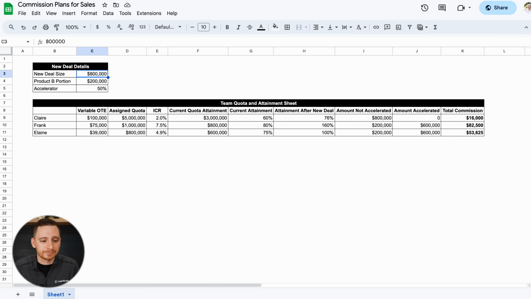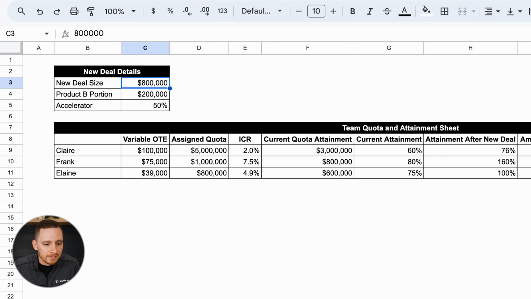Okay, so let's hop into the spreadsheet and see how a particular deal would be paid out on their current plan. So up here in the top left, I have the new deal details, and I also have an accelerator. So if anybody goes over their quota, they're actually going to get 50% more than what their original commission rate would be.